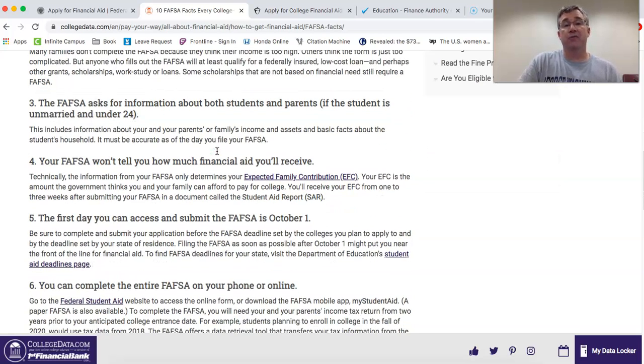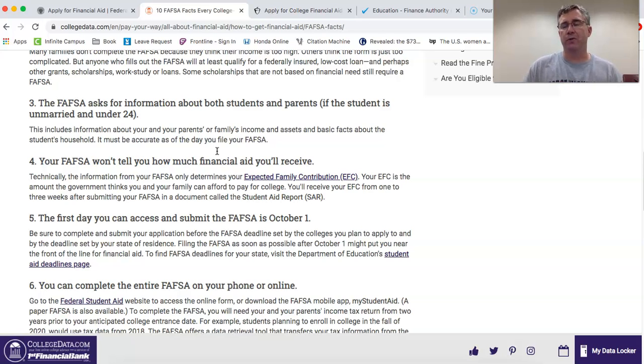The FAFSA asks for information about both students and parents. If the student is unmarried and under 24 years old, they are still considered a dependent student as opposed to an independent person. So if the student gets married, has children, and they're still under 24, they are considered independent, and the parent no longer is part of the financial aid consideration.